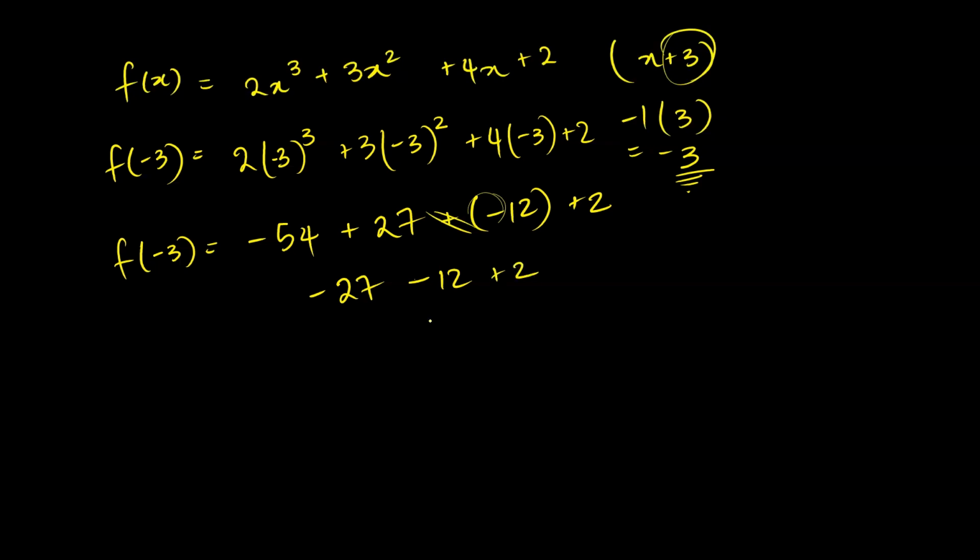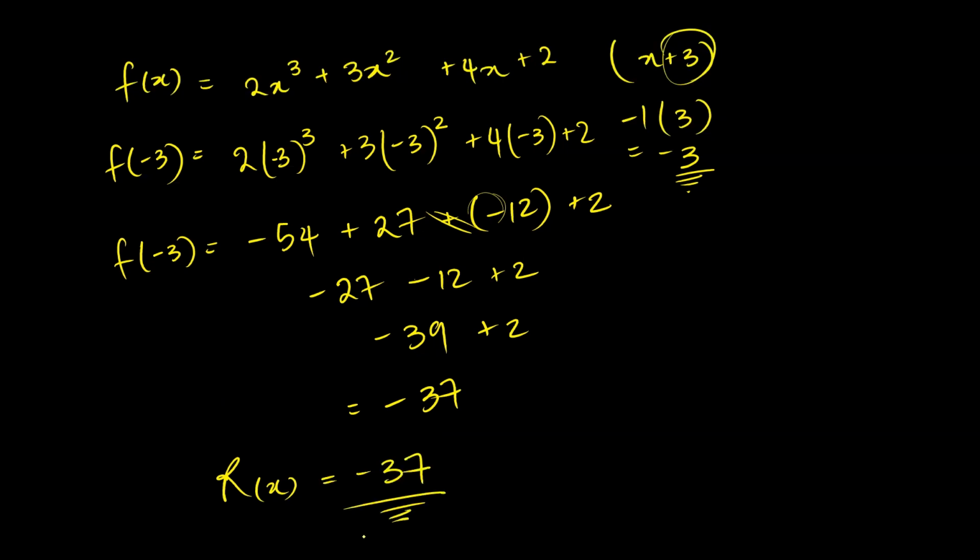So -27 minus 12, you'll add 27 and 12 and keep the negative sign. So that's -39, then plus 2. And -39 plus 2 would be 39 minus 2, and of course keep the sign of the larger number. So that would be -37. So that means the remainder R, sometimes written as R of X, is equal to -37. Nice, right? Simple enough.